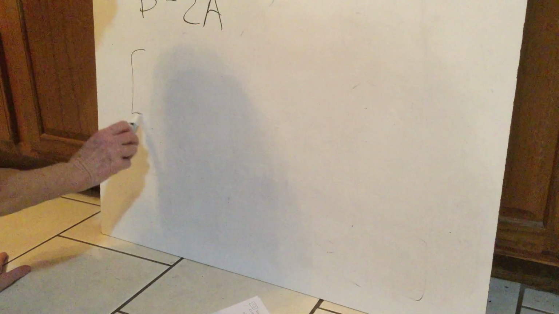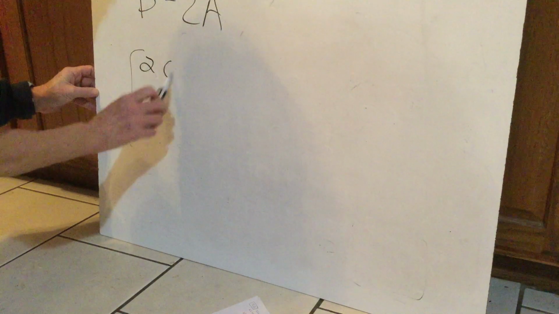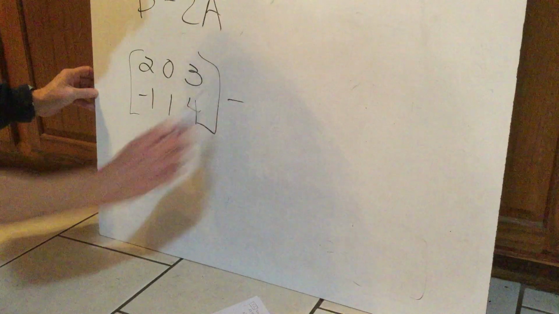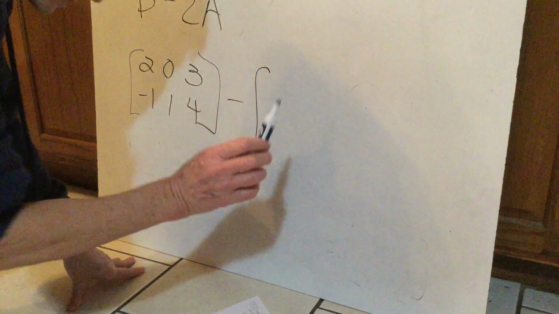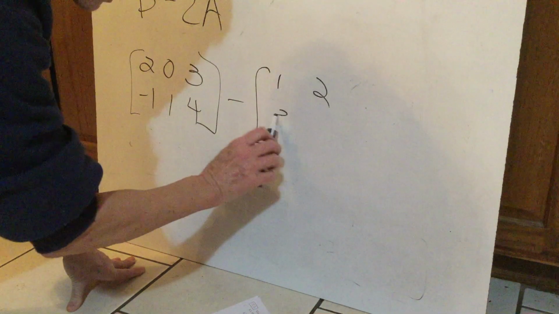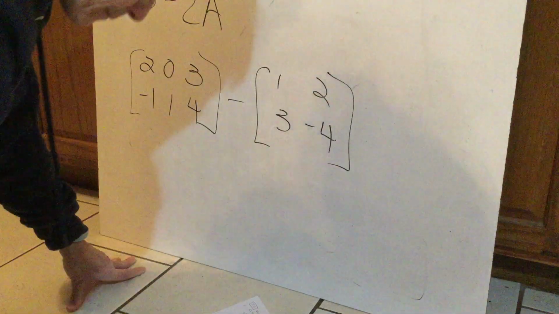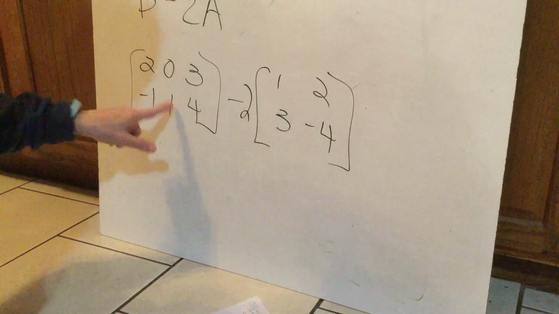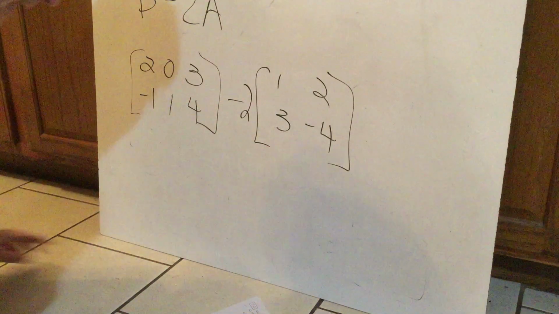Okay, now B minus 2A is what? 2, 0, 3, negative 1, 1, 4, minus 1, 2, 3, negative 4. And I want 2 of those. So it's B minus 2 A's.